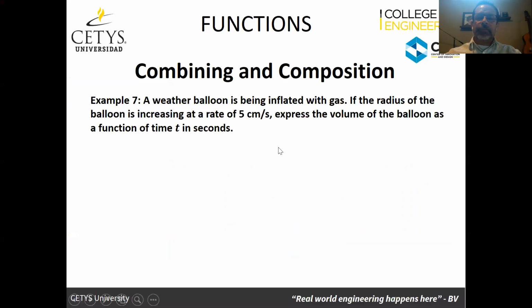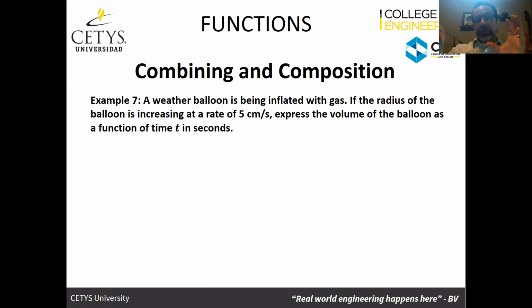Okay, and so let's see how we could approach this problem using composition. Basically, we're going to be using composition whenever we have more than one function, and we're going to try to relate them. Okay, so again, think about the problem. We've got a weather balloon, and the weather balloon is being inflated. Imagine that you're inflating a balloon.